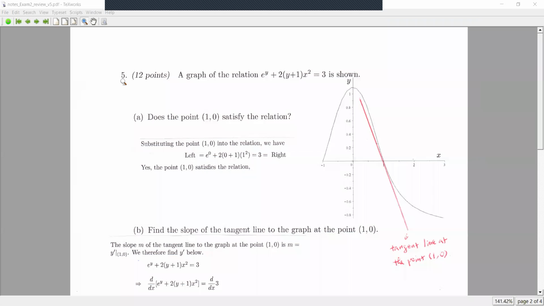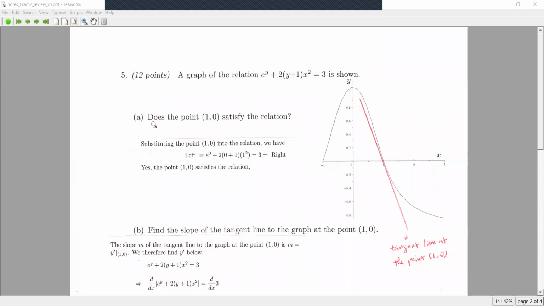Problem 5. This problem is about implicit differentiation. The graph of the relation is shown in this diagram. This curve is the graph of the relation.